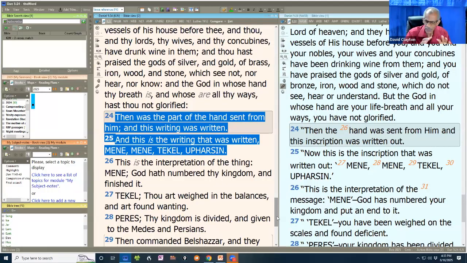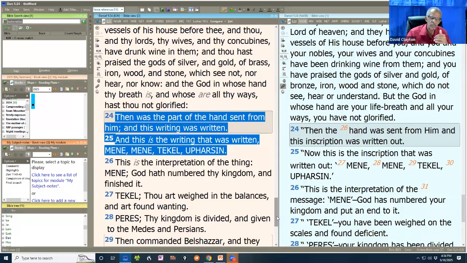I don't know. I'm not saying it isn't, right? I'm just saying if it's Hebrew, I'm just wondering why none of them could read it. Because surely some of them were learned enough to be multilingual. Maybe not. But anyway, Daniel can read it. And Daniel reads it as saying, literally, mene, mene, tekel, upharsin.